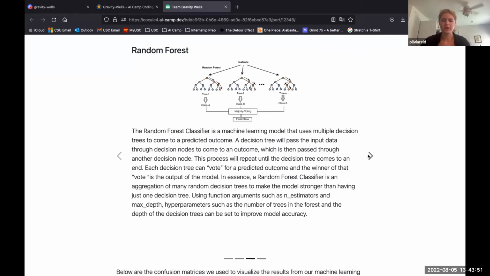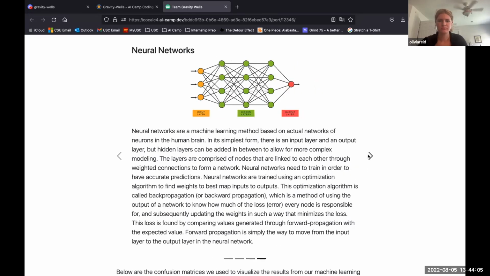Random forest classifier is a machine learning model that uses multiple decision trees to classify an outcome. Inputs pass through multiple decision trees to get an output, which is a majority vote from each decision tree. Neural networks is a machine learning method based on the networks of neurons in the human brain. There is an input layer, an output layer, and multiple hidden layers with nodes in between, which the inputs pass through to create an outcome similar to neurons firing in our brains.